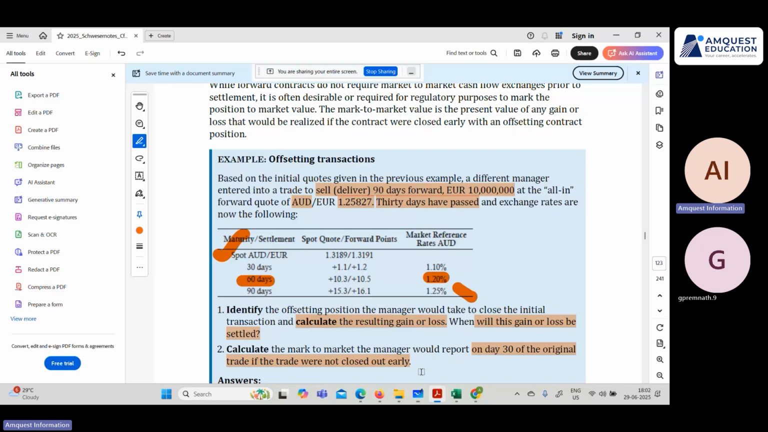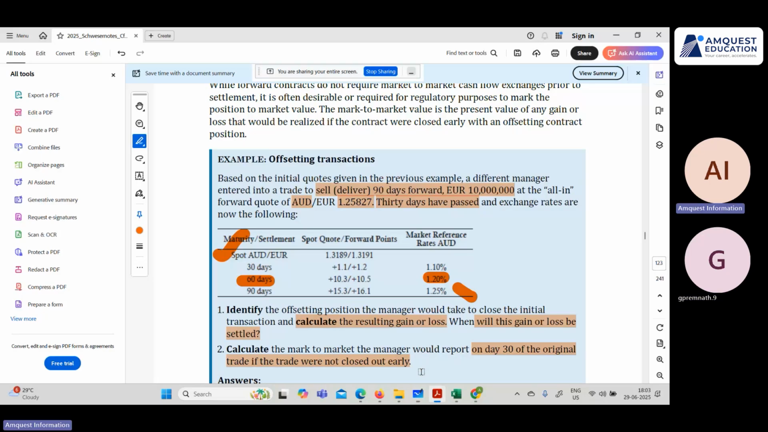And when you say mark to market, it clearly means that you are offsetting a position. That's the reason your mark to market is doing that. Let me tell you the meaning of mark to market. The meaning of mark to market is that if you are closing out the transaction as of today, how much value you have to pay or get. Either you have to pay or you will get.